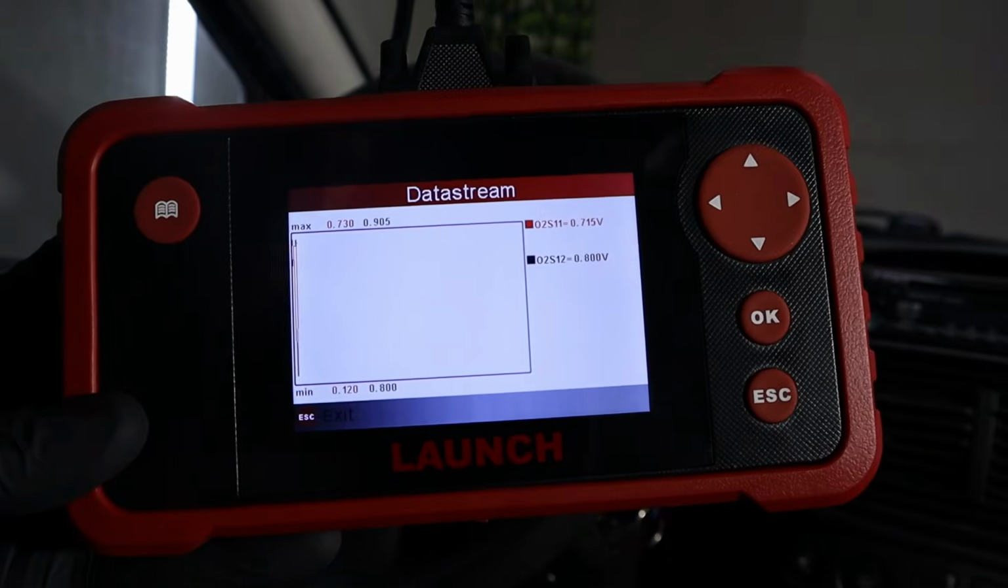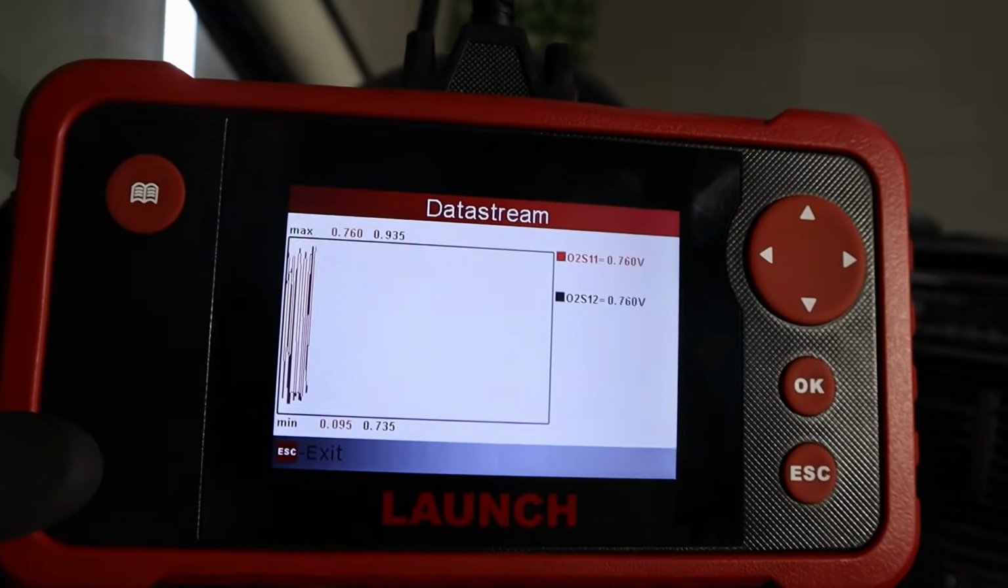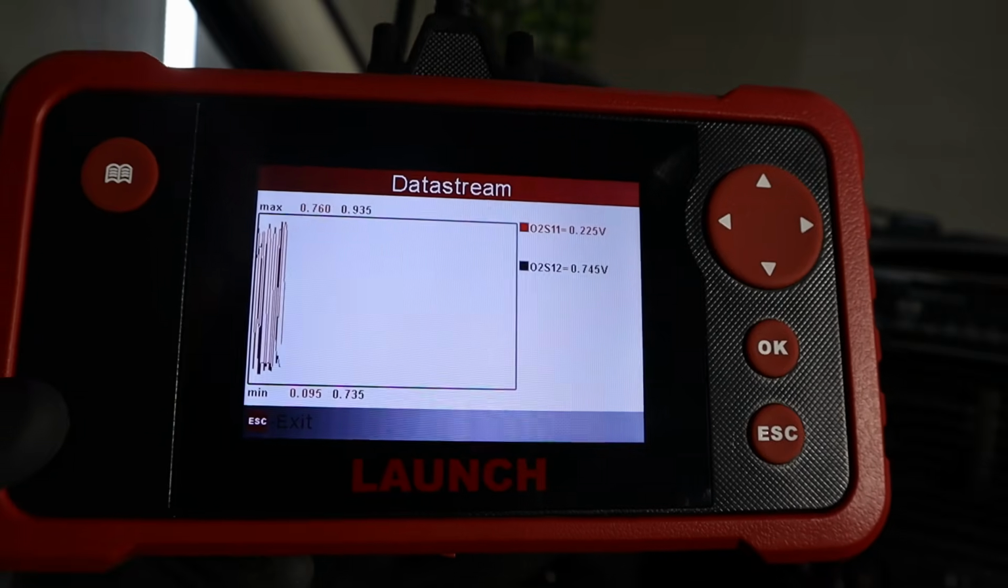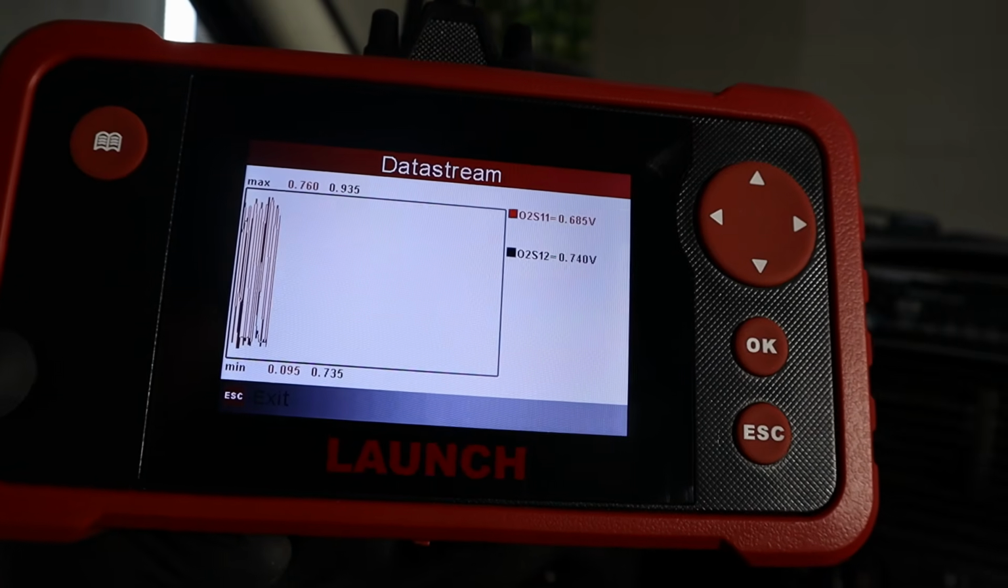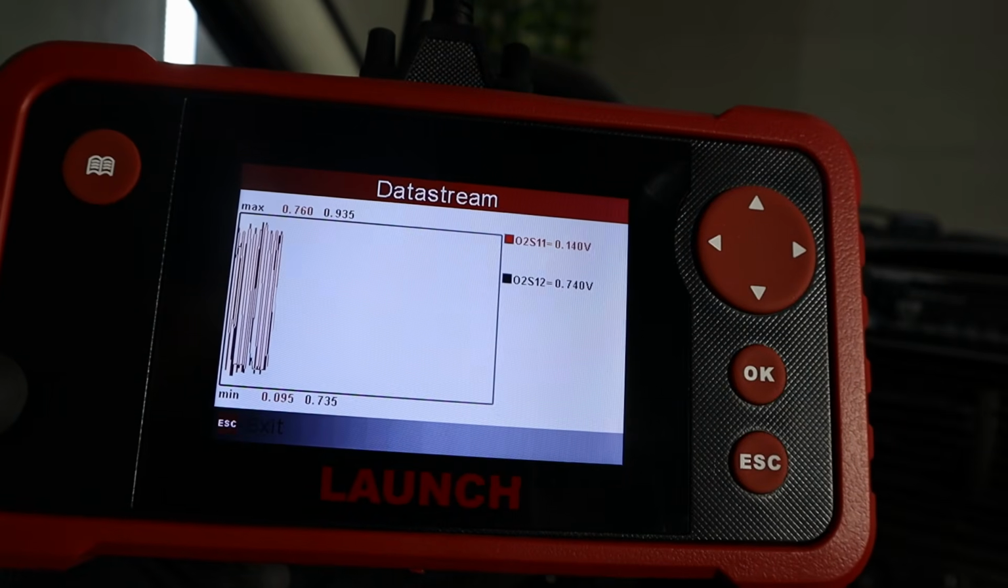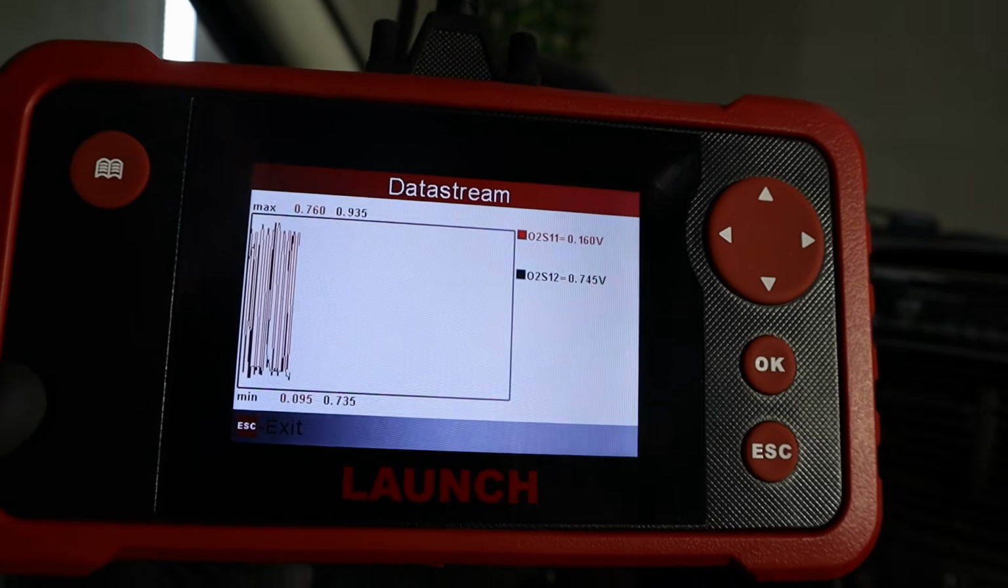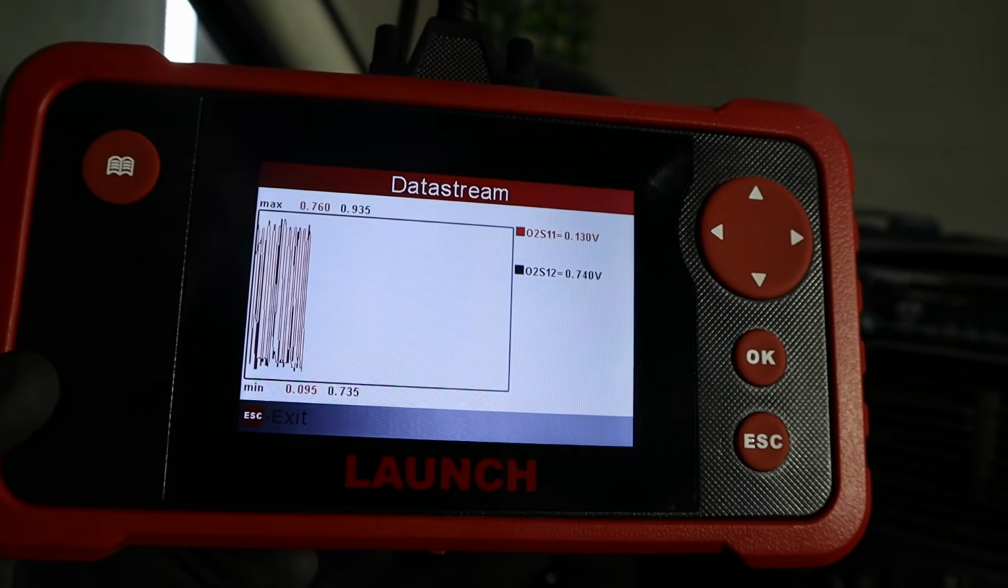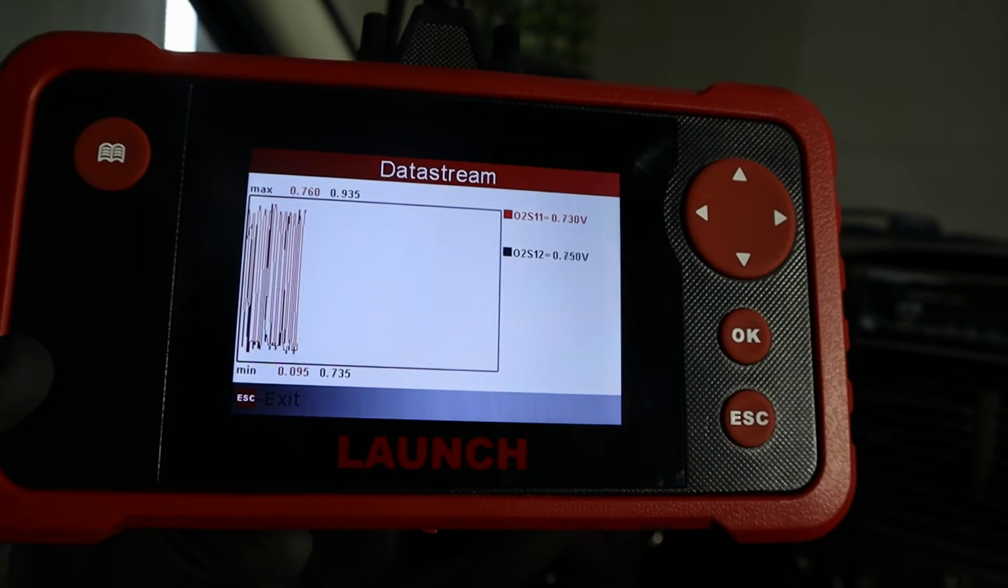Now, what is the difference between these sensors? Sensor number 1 is before the catalytic converter. That is the red value, and you can see it fluctuating from rich to lean condition, and that is healthy behavior of an oxygen sensor. So I know my oxygen sensor is good. It should be constantly switching between rich and lean condition, exactly like that.